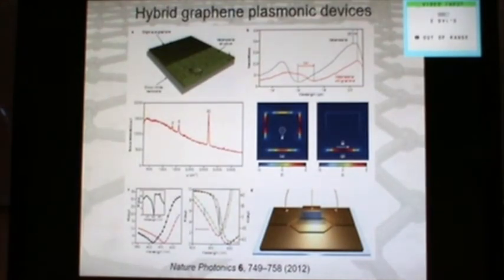People have also proposed some more transformation optics devices, for example, combining graphene with metal materials, or placing graphene on plasmonic planar filters, something like that.